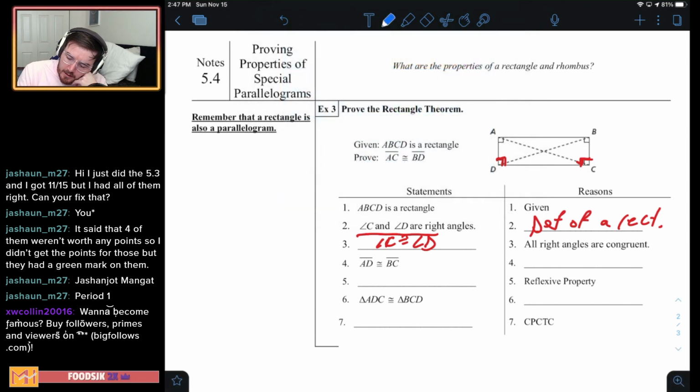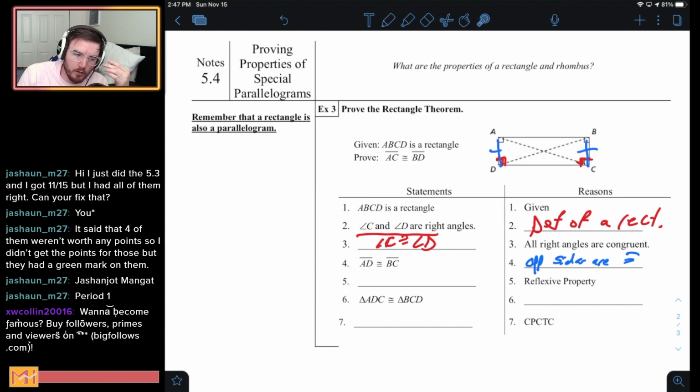AD is congruent to BC. Well, that goes back to, again, what we've proven is that opposite sides are congruent. We've already shown that to be true, right? So that's why that's true.